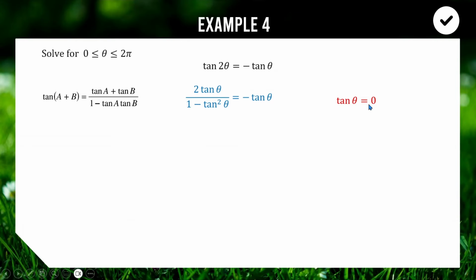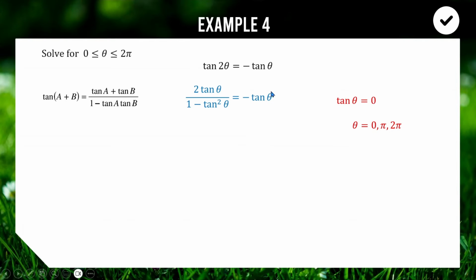Well, again, if we close our eyes and visualize what the tan graph looks like, which hopefully you've done at this stage in the course, you'll know that tan theta is equal to 0 at the same places where sine theta is equal to 0, because tan is sine over cos. So tan theta is equal to 0 at 0, pi, and 2 pi. It's the same places where the sine curve passes through the x-axis. Okay, now we've found those solutions.